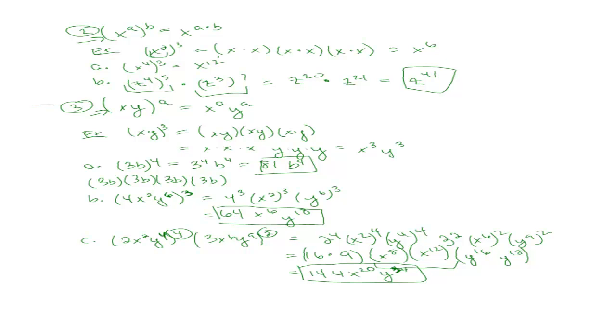Let me make one up. So say we have 3x squared y cubed to the 4th power times 4x to the 8th y to the 7th to the 2nd power. So this is a similar problem.